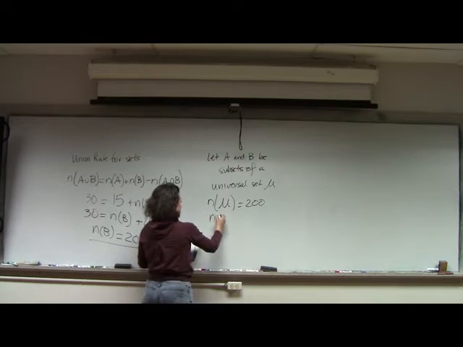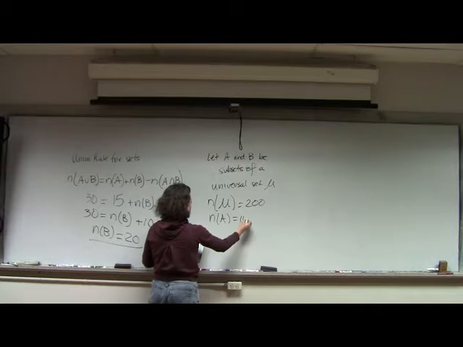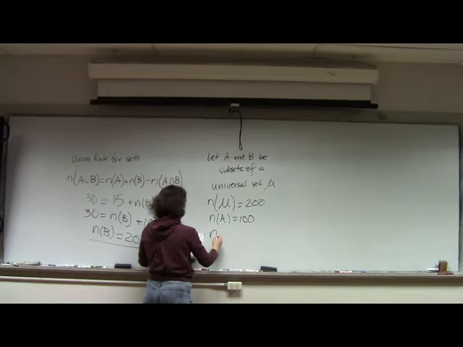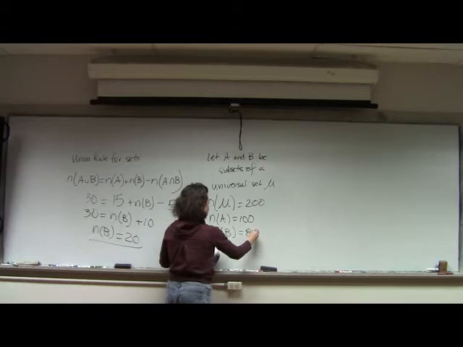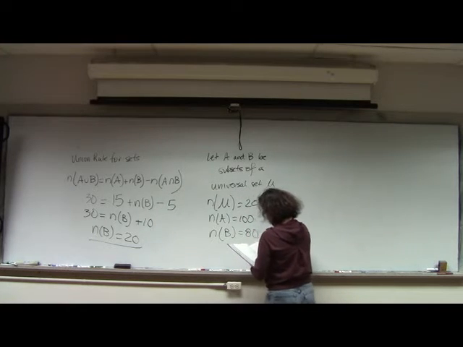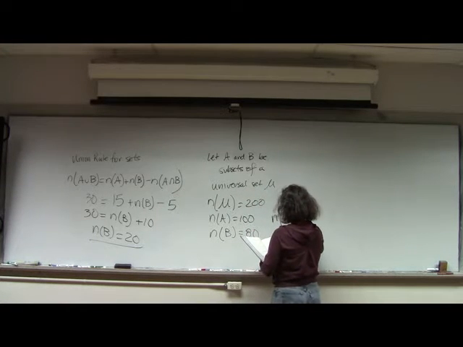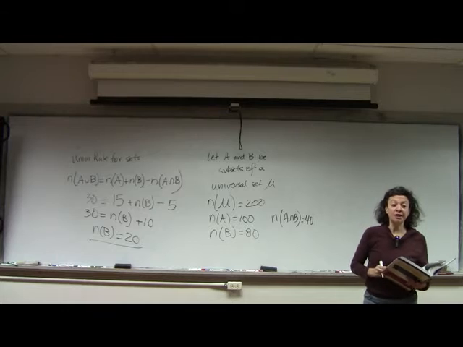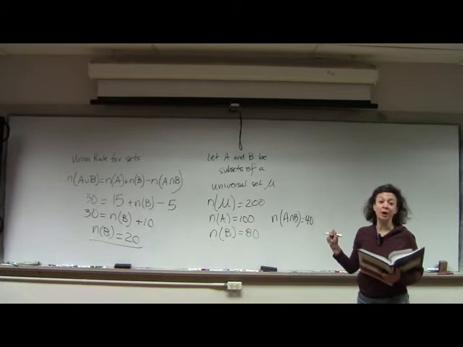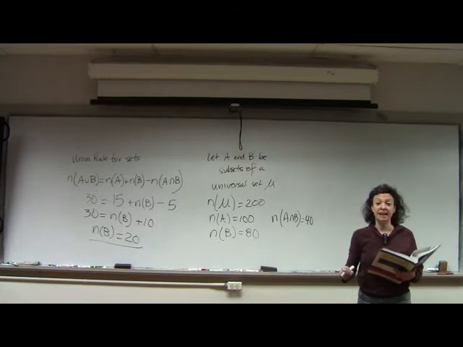The number of elements in A is 100. The number in B is 80. And finally, the number in the intersection is 40. Okay? The first thing I want to do before we answer some questions is draw a Venn diagram.